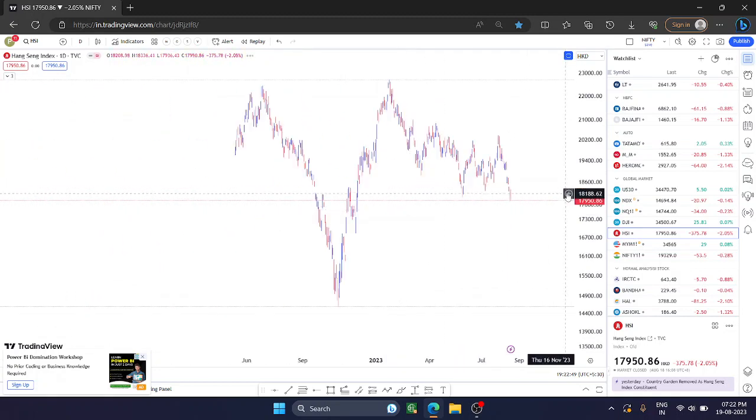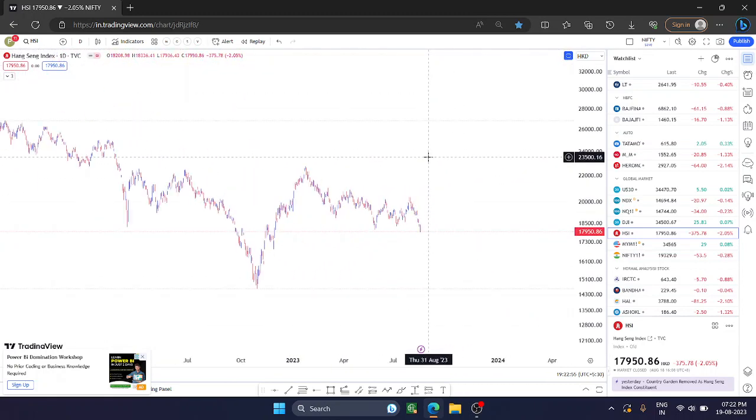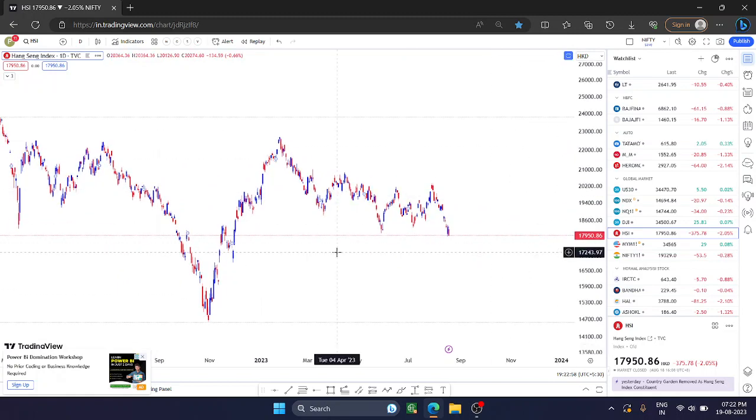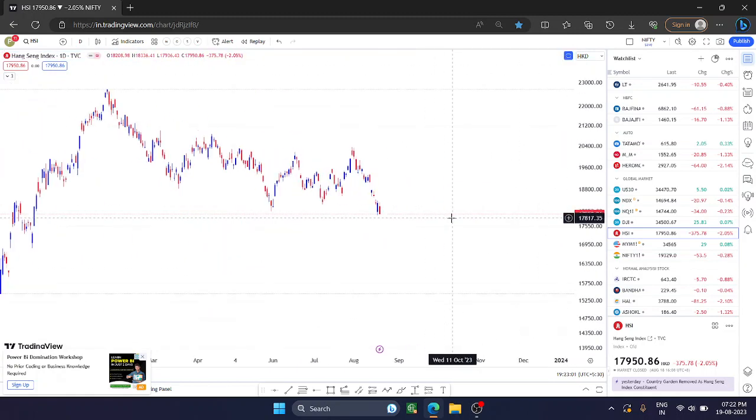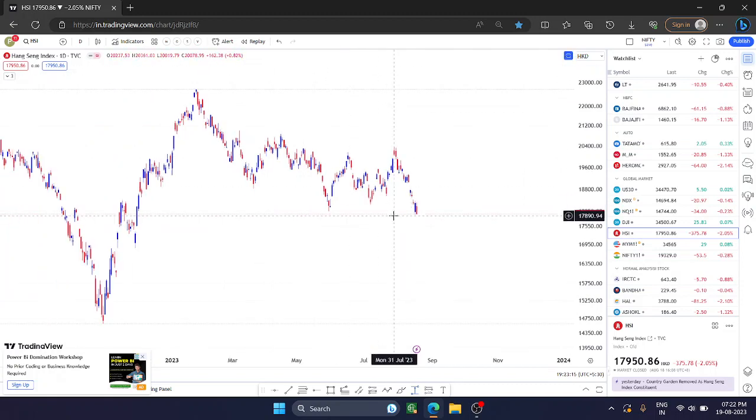In China, if you see its chart, it has really been moving downwards, and from last week it has corrected almost 5%, and now it is trading in a support area. 17,930 is a support area. If it breaks that level as well, then 16,950 will be our next target.